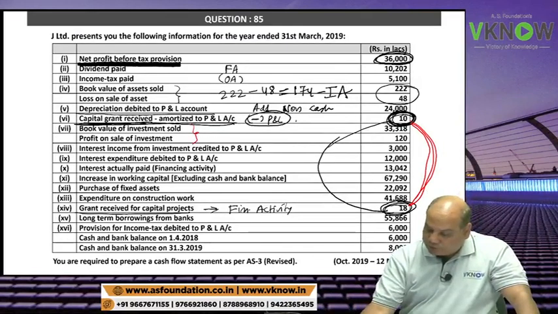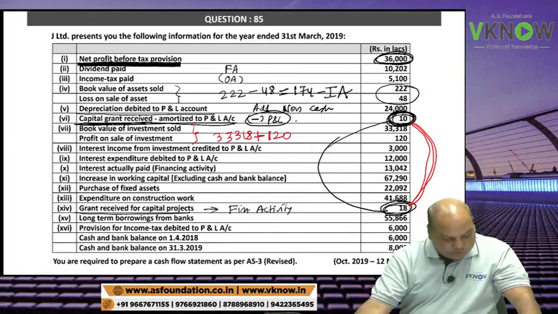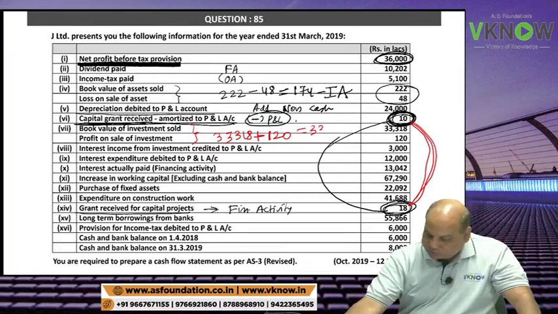Book value of investment sold, 33,318, and plus you have made profit here. If it is profit you will add. So your cash flow from sale of investment would be 33,438.